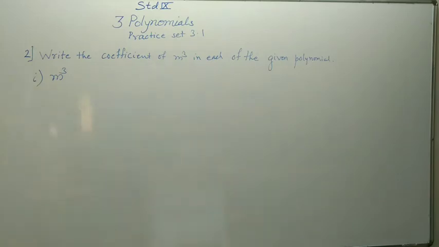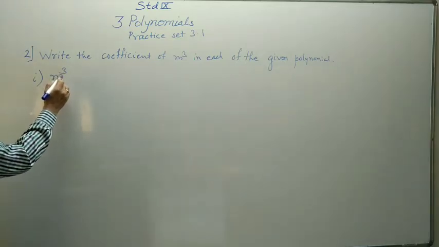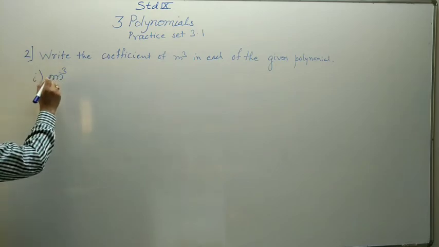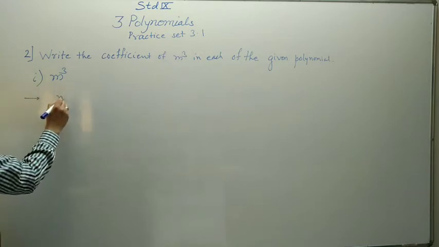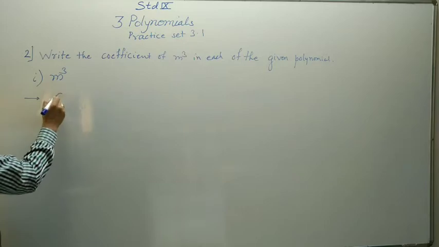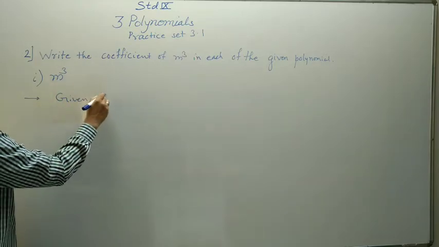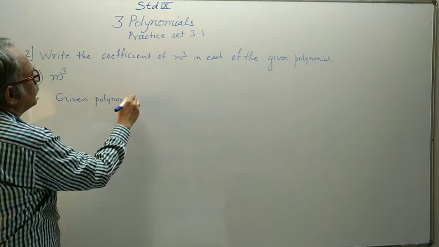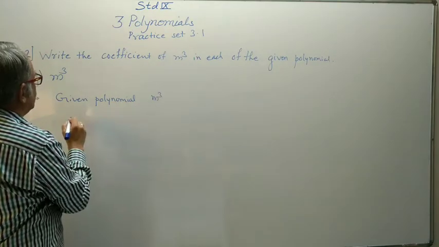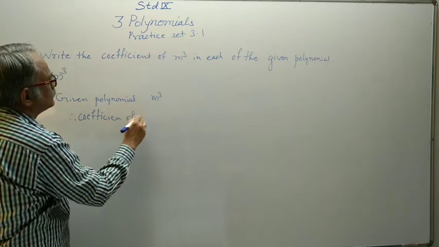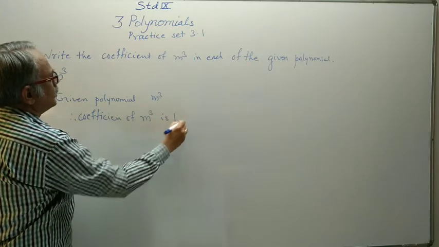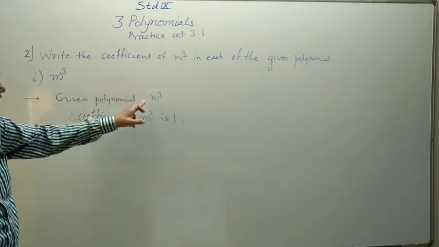Write the coefficient of m cube. Coefficient of m cube means what is behind m cube as a multiple in each of the following given polynomials. First is given only m cube. Many students write there is nothing, meaning 0. But m cube means 1 times m cube, and therefore the coefficient of m cube is 1.